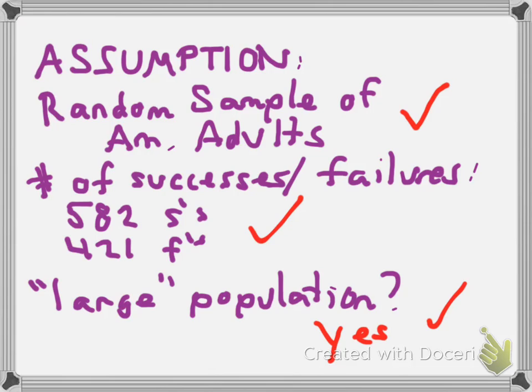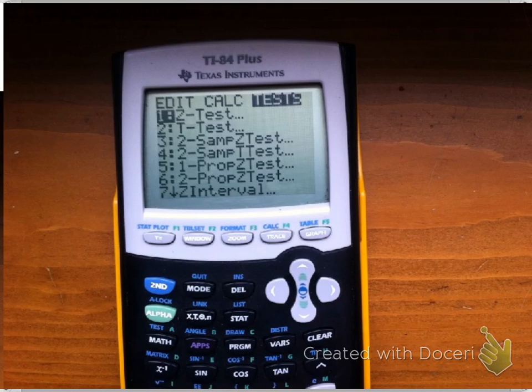So at this point, we could start to compute things by hand, but we are going to use our calculator for this. So here's our trusty calculator, and here's where we're going to go. We're going to go to the stat menu again. Under the stat menu, you're going to go over to tests, and we're going to look at the one proportion z test.